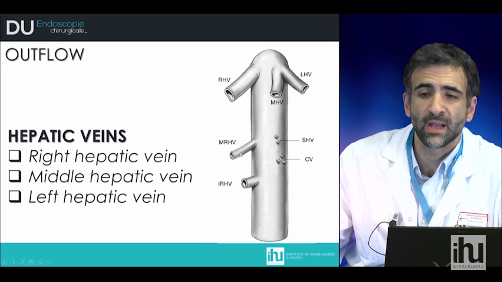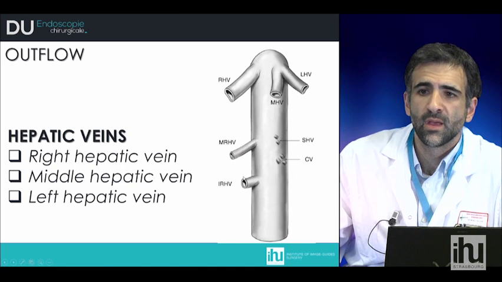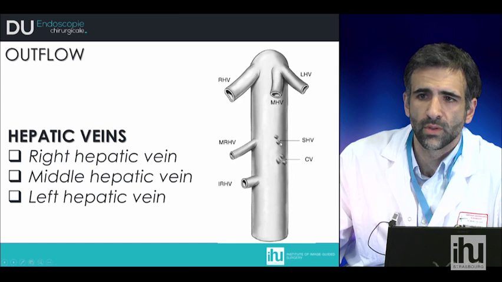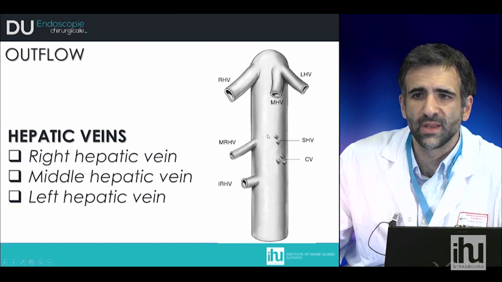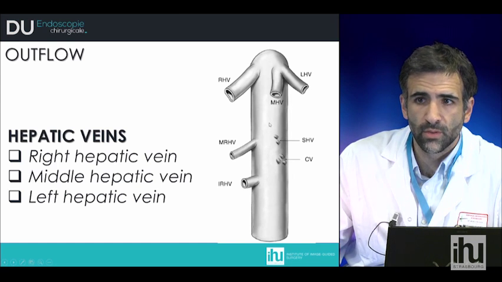and we can identify usually some accessory right hepatic vein or inferior hepatic vein, and some small veins that go to segment 1 that is close to the vena cava. They are called Spigelian veins.